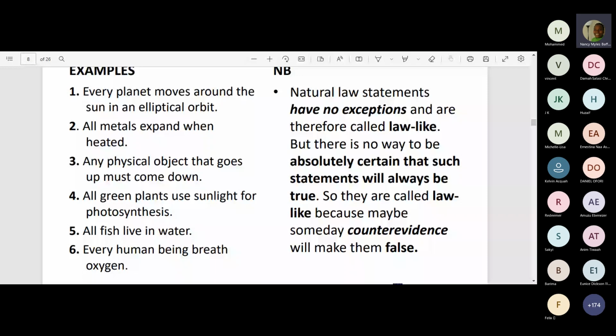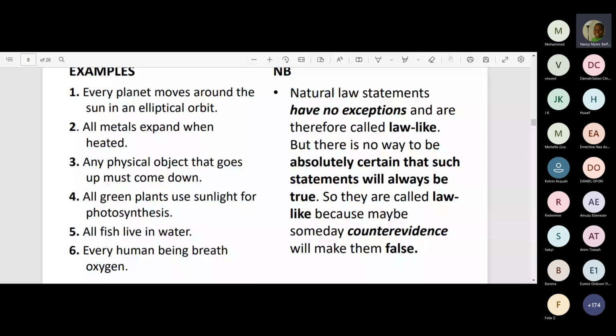Look, but there is no way to be absolutely certain. You see that they are highlighted, emboldened. Don't get yourselves confused. The thing is like any law, just like a normative one. Anytime you throw a ball up, it will come down. Whenever prices of goods and services increase, quantity demanded falls. Whenever the clouds gather, it rains. These are all like laws.